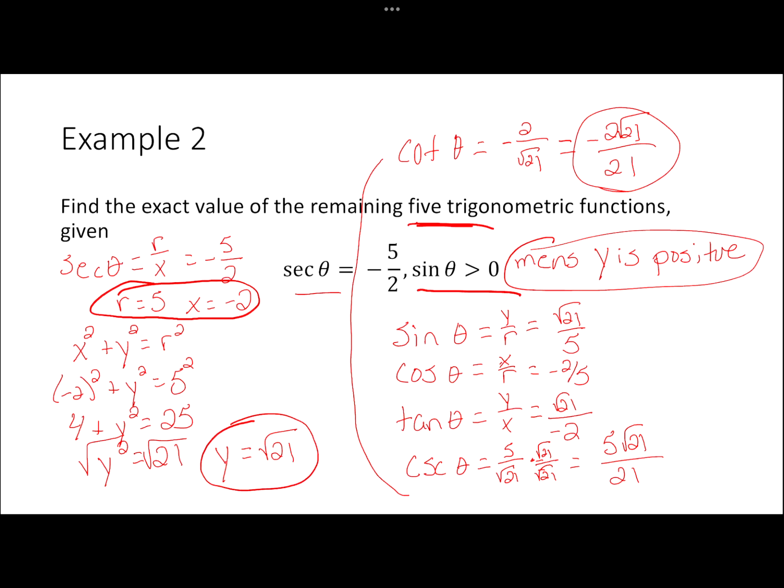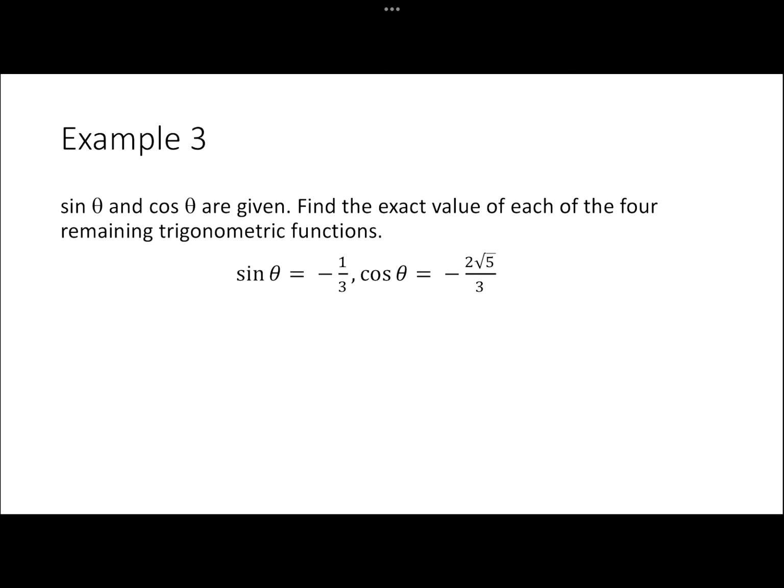So there we found the 5 trig functions, given some information. So one last one we're going to look at. Here we're given sine and cosine. We're going to find the exact values of the 4 remaining trig functions. Okay, so when it gives us our sine, this is going to tell me, remember, that sine theta is y over r. So this tells me that y is negative 1 and r is 3.